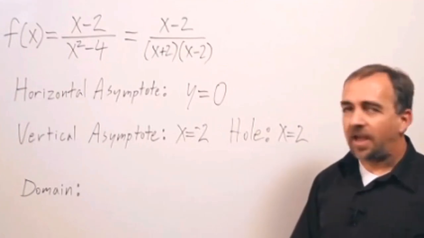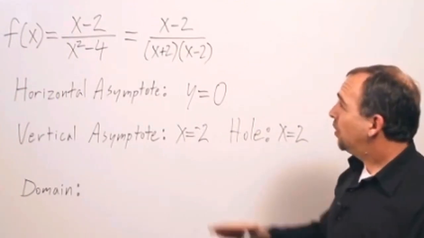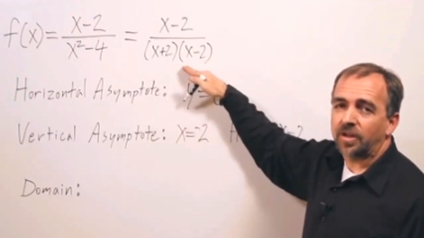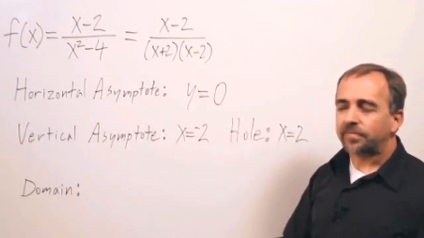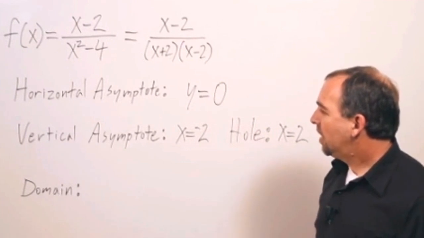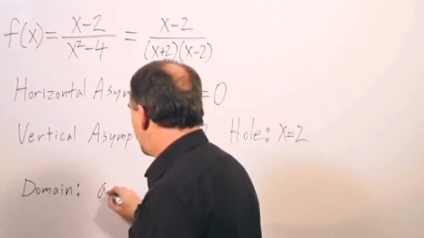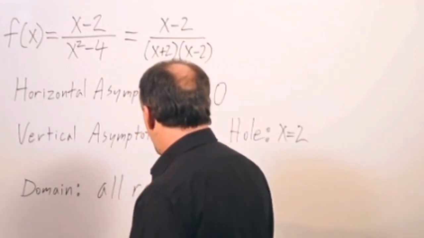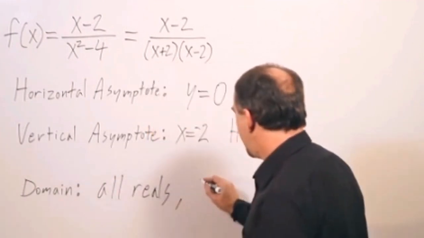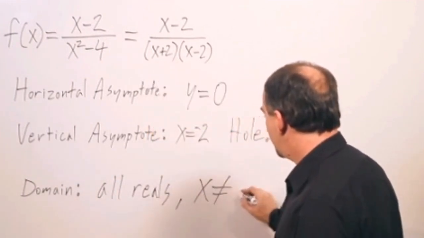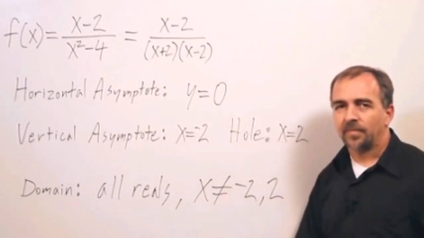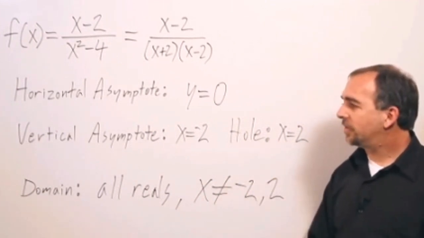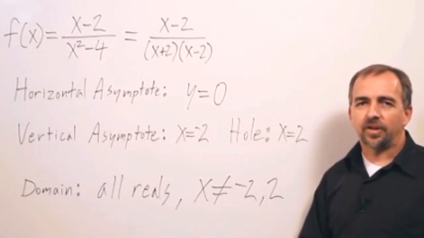Now, what about our domain? Well, for our domain, we have to take both of these into account because they are both going to cause an undefined function, and so we can't have that occurring. So we need to leave both of those out. So our domain is going to be all reals except x is not equal to negative 2 or 2. And that's how we find the asymptotes and the domain of our rational function.